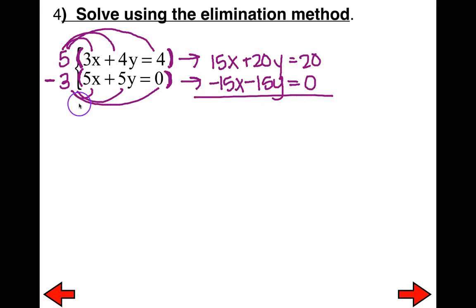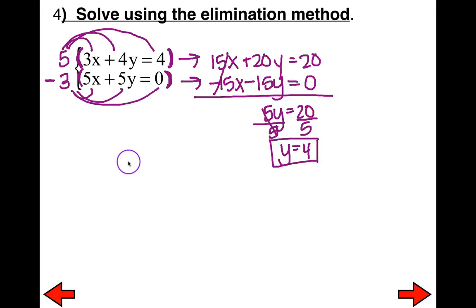So here, the reason why I wanted to make the smaller number negative is so that there's a greater chance that I will be left with a positive coefficient for the other variable. And I always want to keep it positive. So here the x's cancel each other out, leaving me with 5y equals 20. Divide both sides by 5, and I'm left with y equals 4. But of course, we're not done yet.